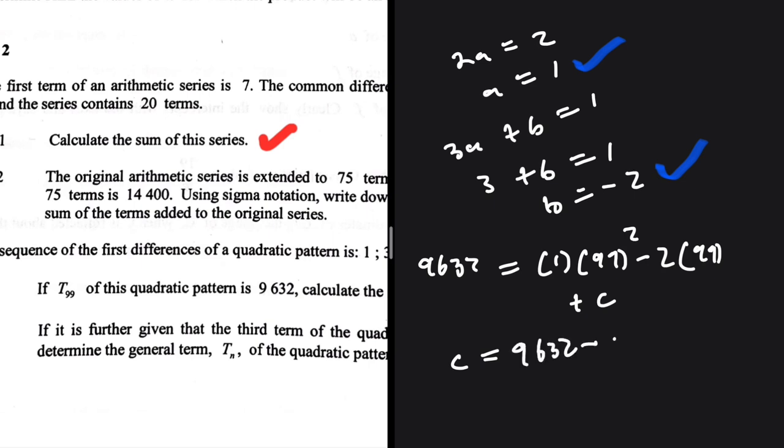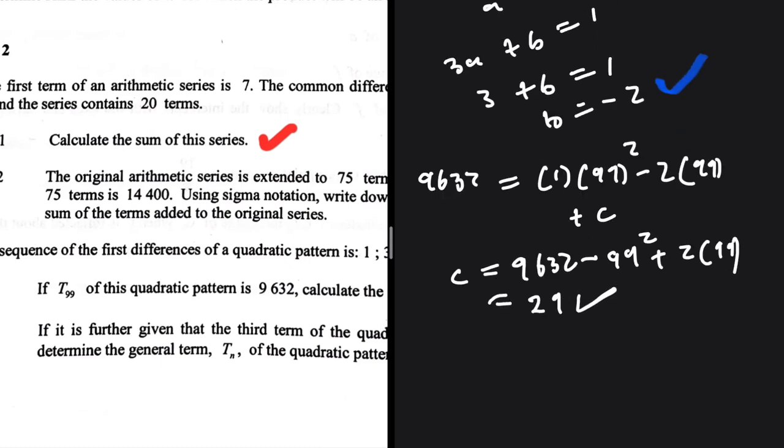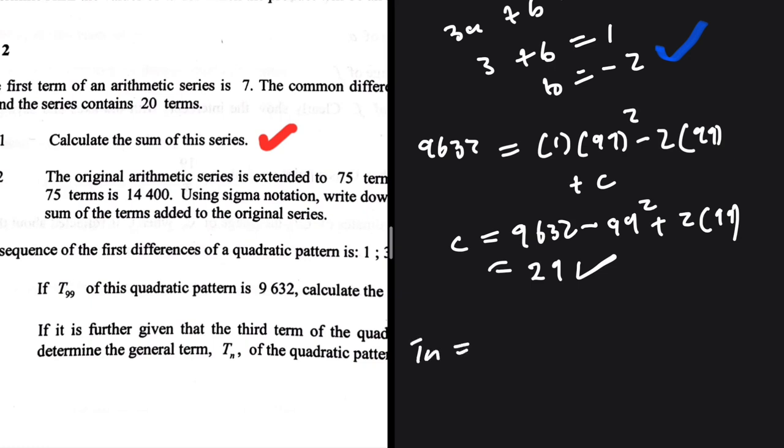9632 minus 99 squared plus 2 multiplied by 99. Let me put that in my calculator and find c. So 9632 minus 99 squared plus 2 multiplied by 99. This is 29. So c is equal to 29. So we have Tn being equal to n squared minus 2n plus 29.